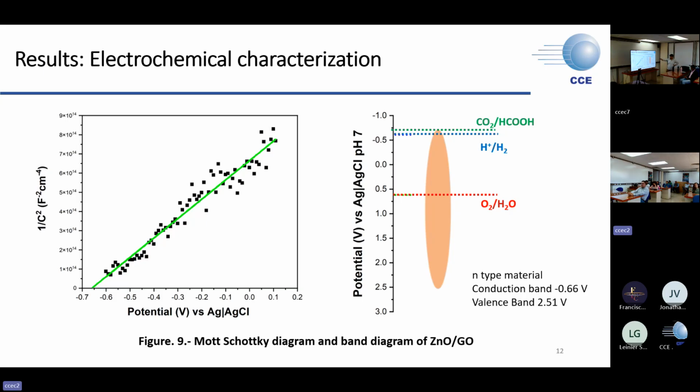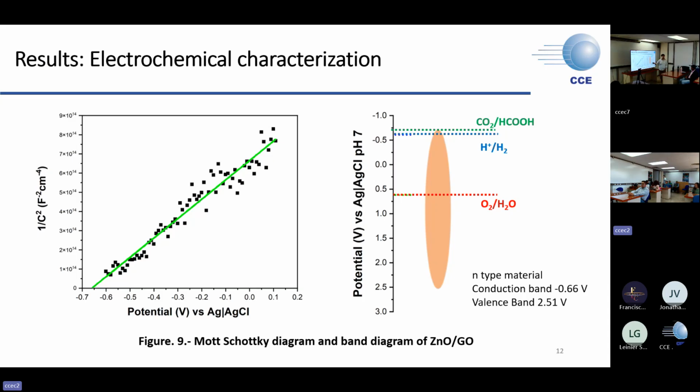Here is the band diagram associated with that result. This flat band potential is the conduction band. If we add the band gap, we obtain the valence band. So all the reactions in theory that fall inside of the gap, it is possible to achieve, but only if we have the right reaction.